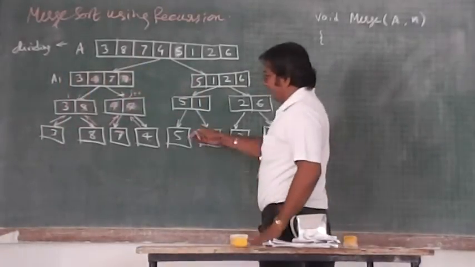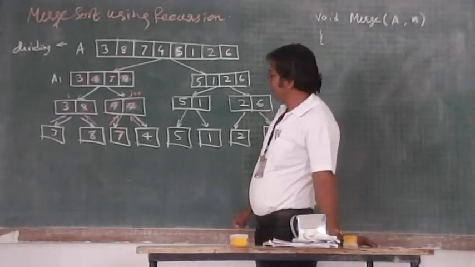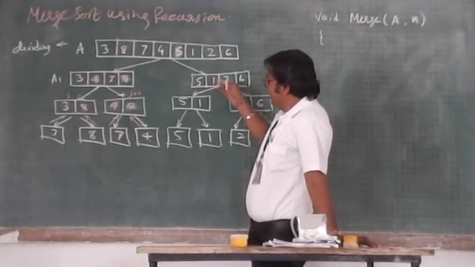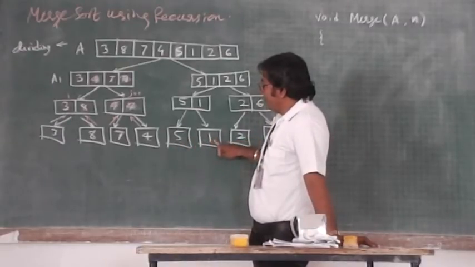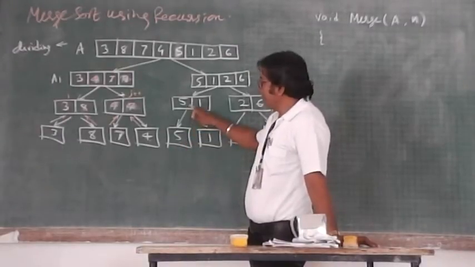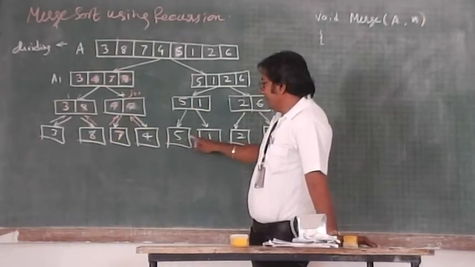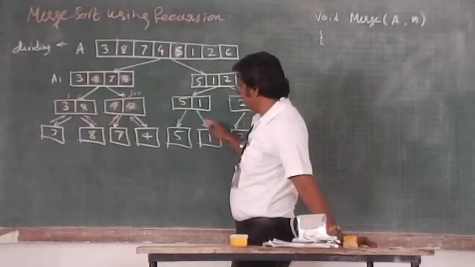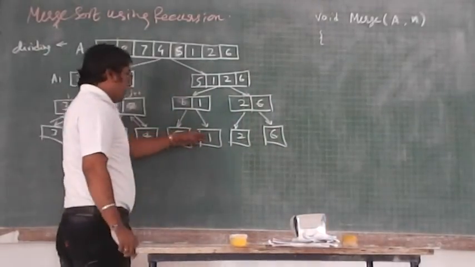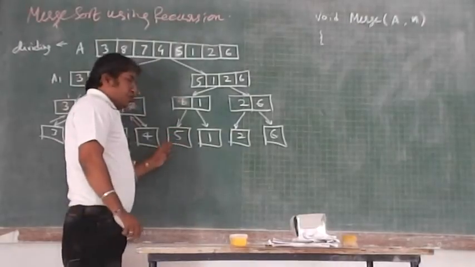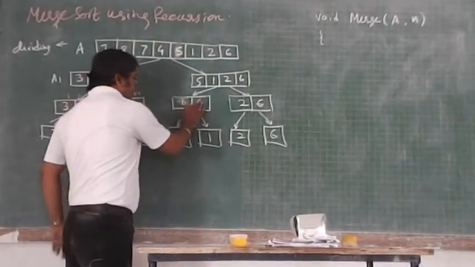In the same way, I come to the right side of this array. So right children. I start with 5 and 1. I merge to its parent array. Here I found that this is greater than this. So I move 1 here, and the remaining element has been moved. So only one element I found in this first array, so I just move it as it is.